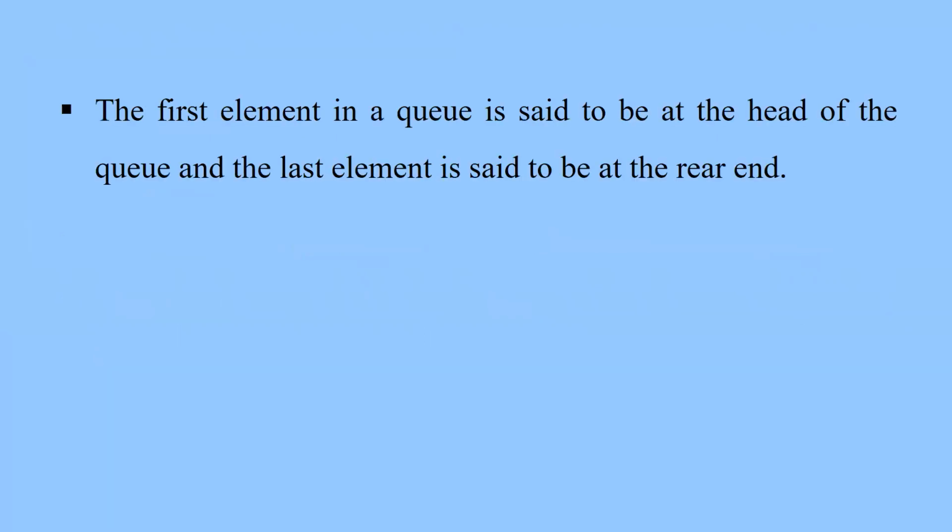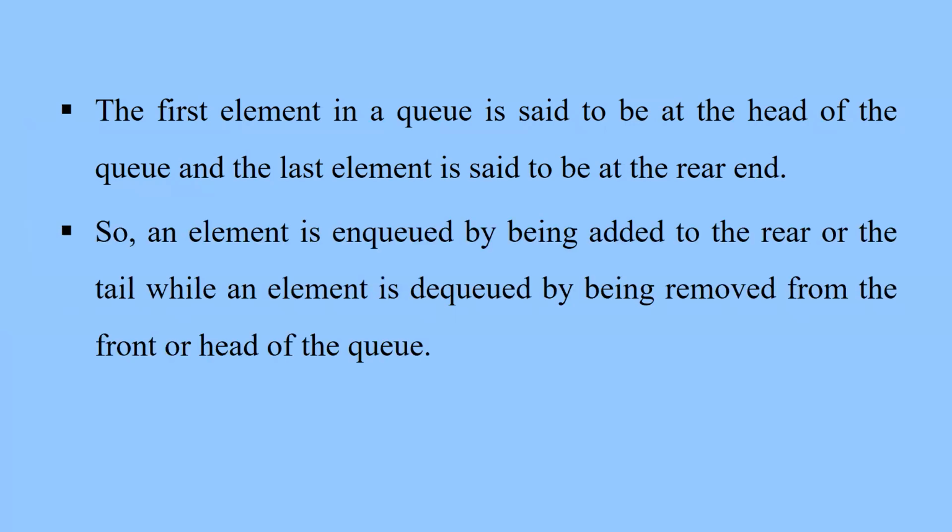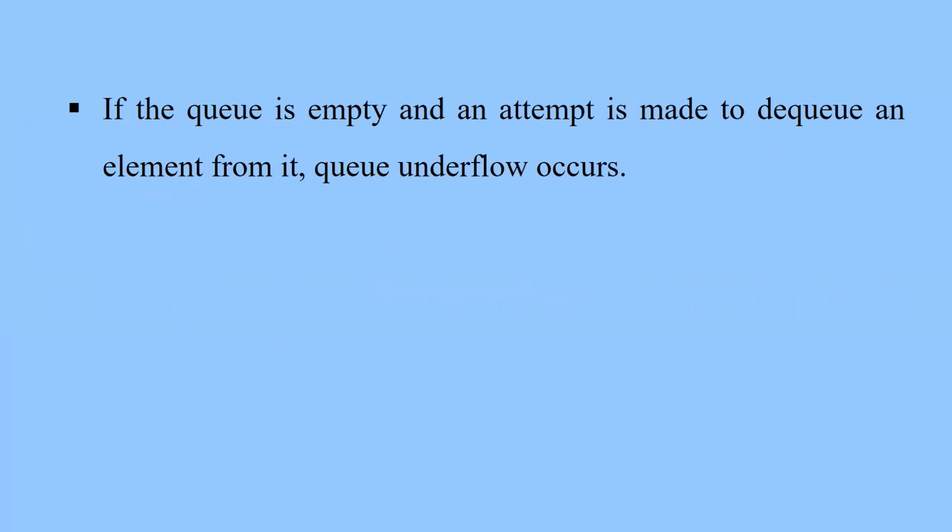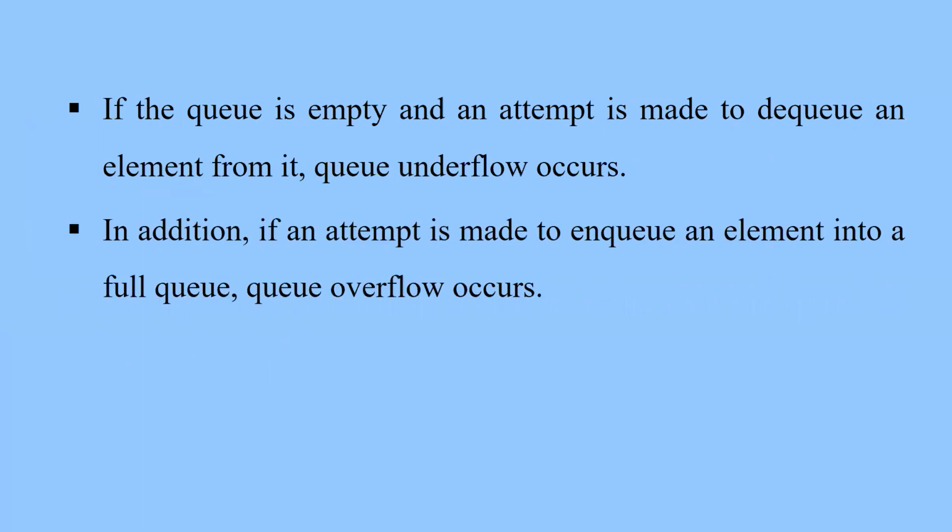The first element in a queue is said to be at the head of the queue, while the last element is said to be at the rear end. So, an element is enqueued by being added to the rear or the tail, while an element is dequeued by being removed from the front or head of the queue. If the queue is empty and an attempt is made to dequeue an element from it, queue underflow occurs. In addition, if an attempt is made to enqueue an element into a full queue, then a queue overflow occurs.